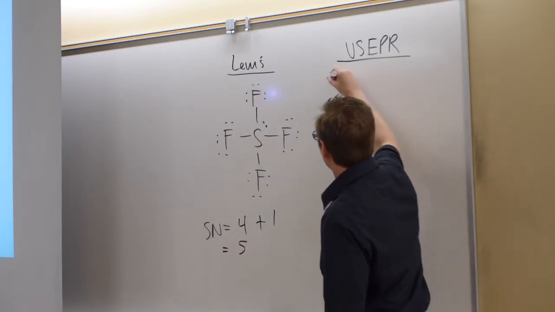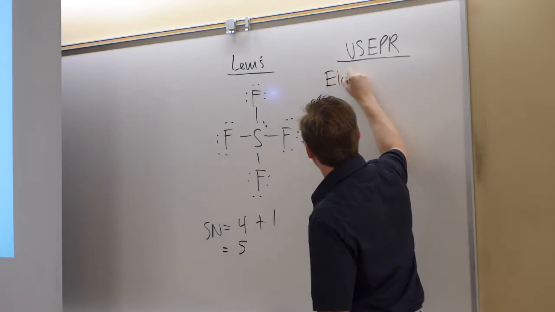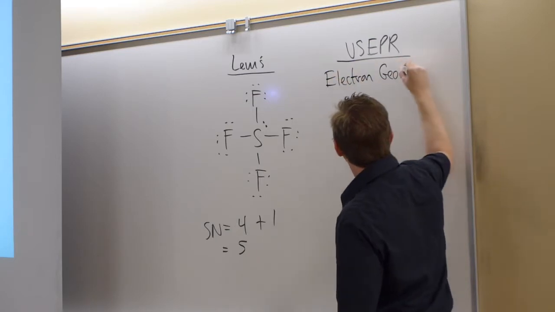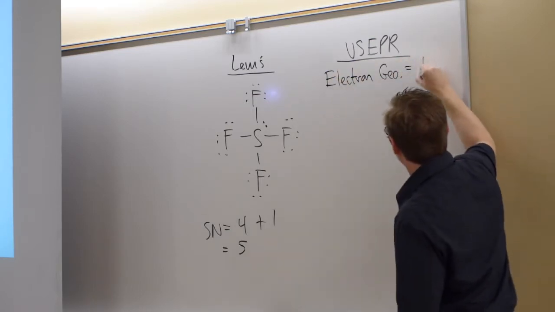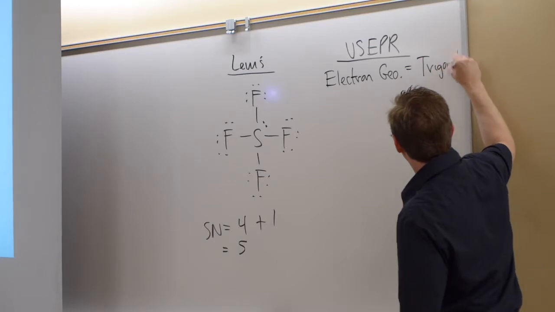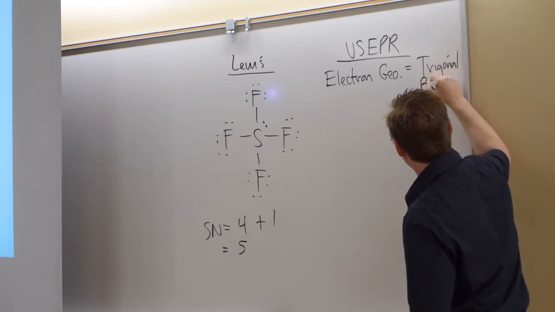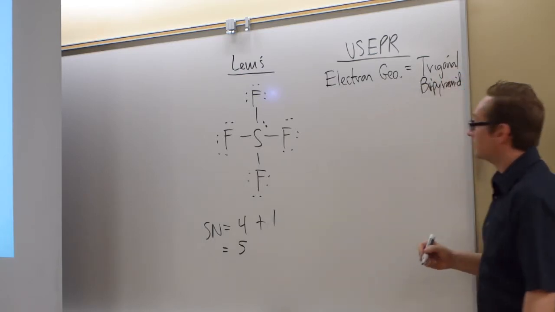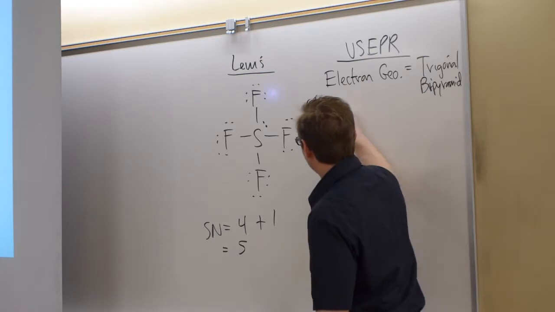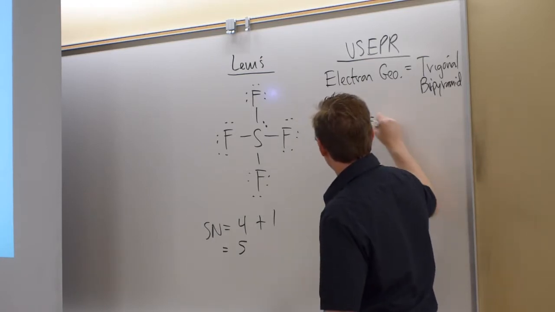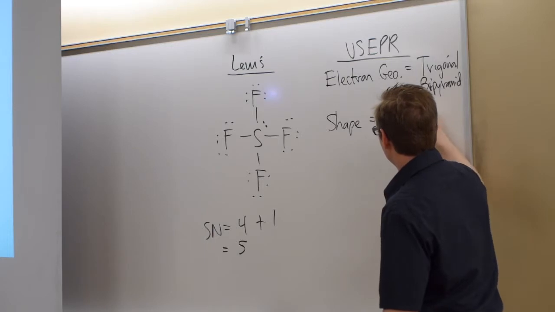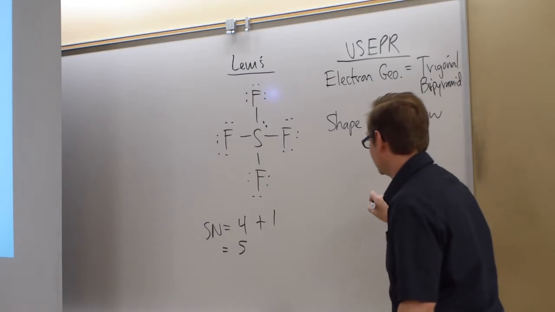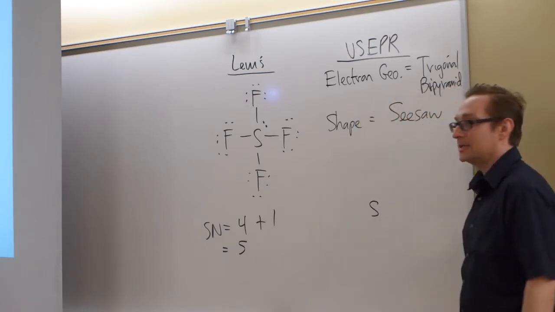So the electron geometry is the trigonal bipyramid. What is the molecular shape? That's going to be a seesaw. So what is the VSEPR sketch going to look like? How do we get there?